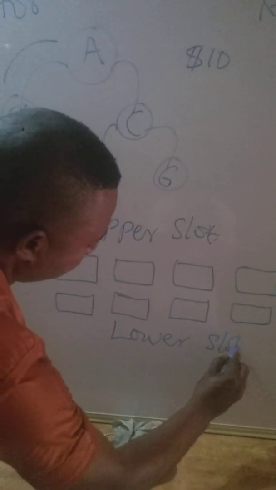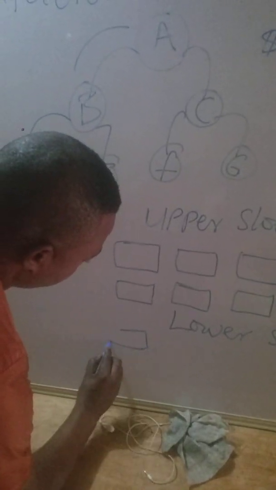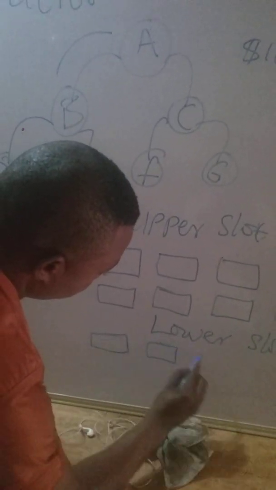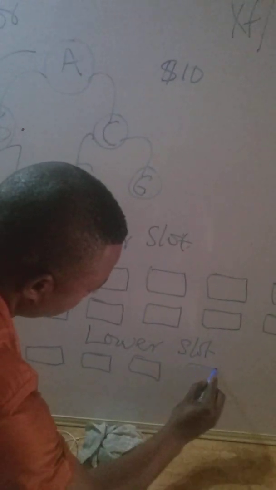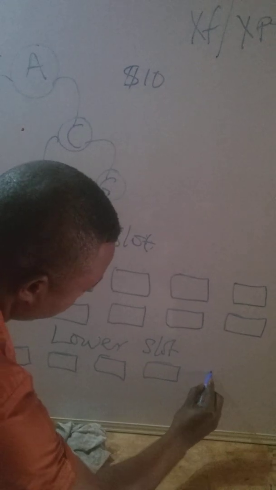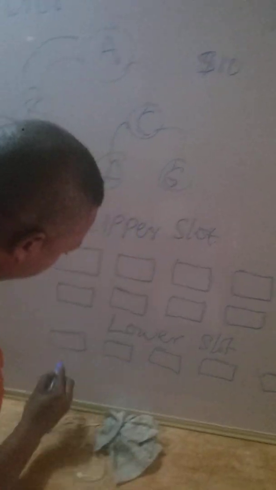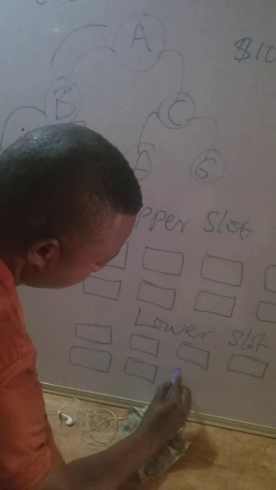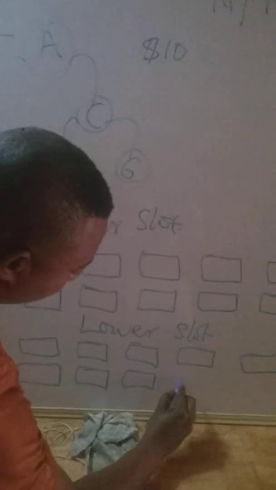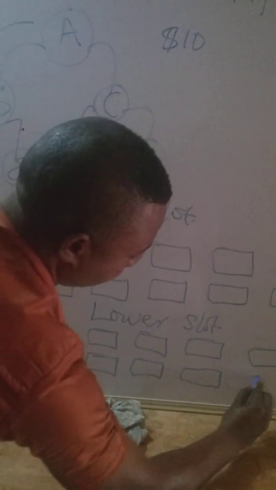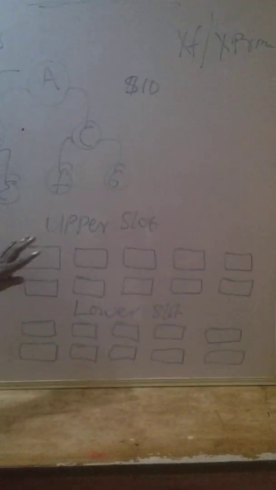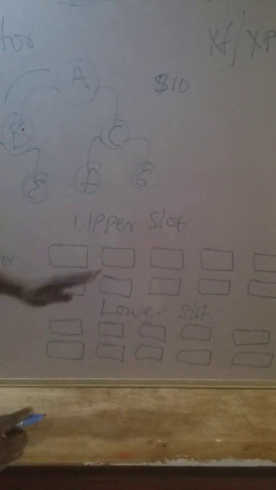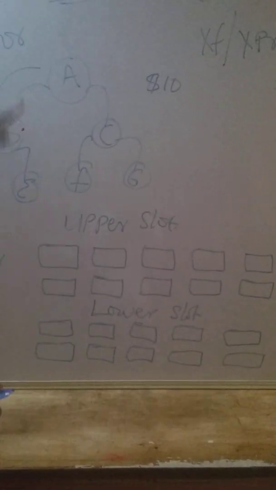Then let's go to the lower slot. So we'll build our block. Are you seeing it? Yes. Okay. If you're not seeing it, you let me know, because I want my people to see this. Now, you see that this is the upper slot, and this is the lower slot, all under X factor.